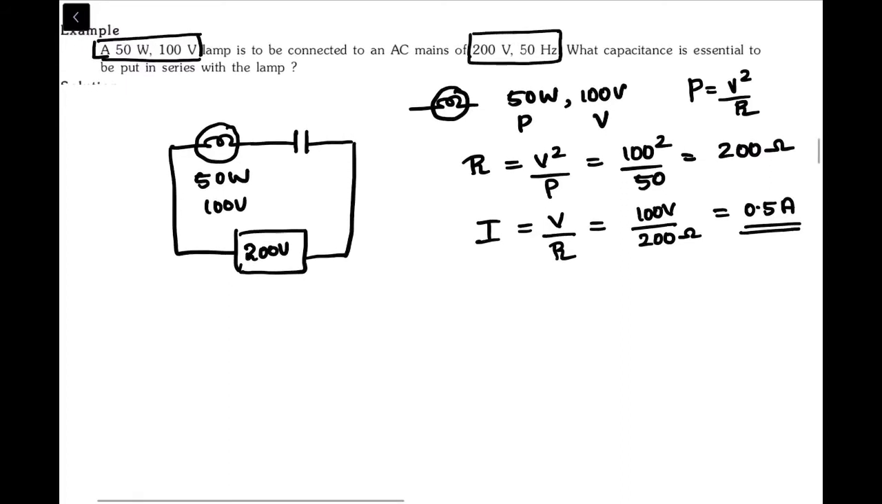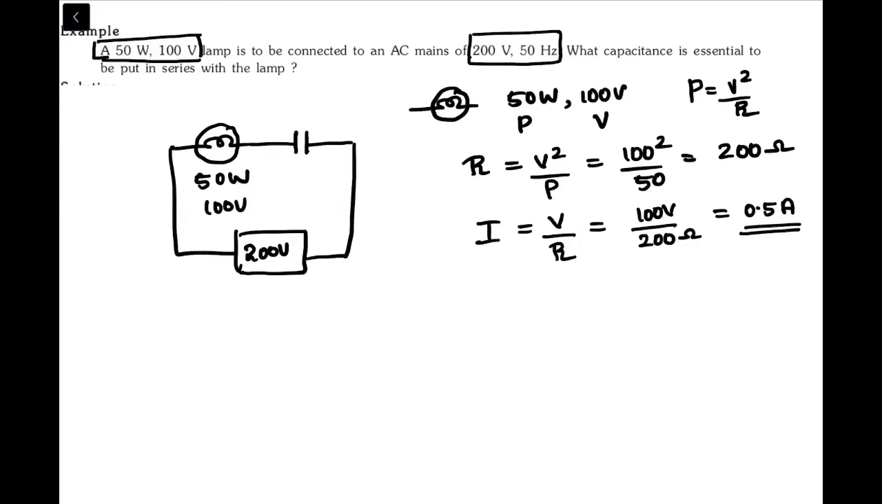So that should be always in mind. So what I am going to do now? Now I connect a capacitor in series. The question is, what should be the value of that capacitance in order for our bulb to glow properly?